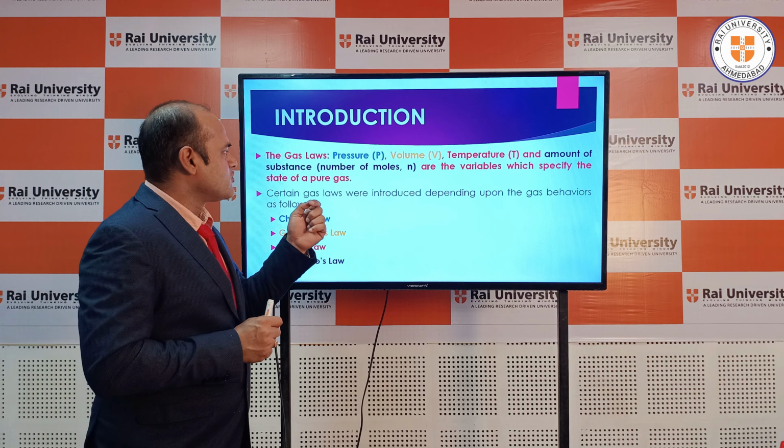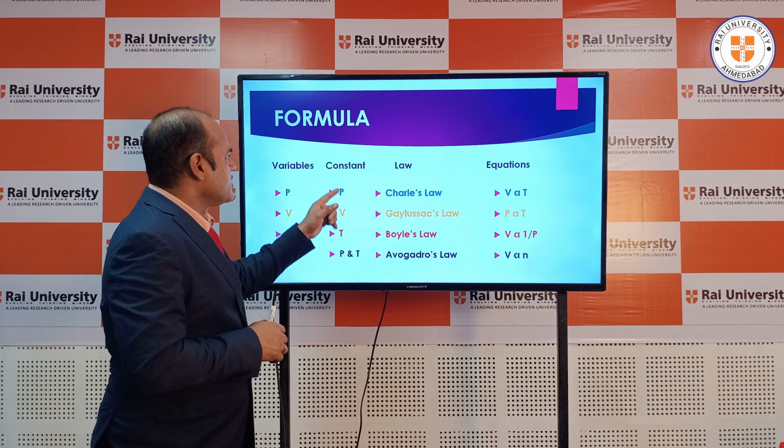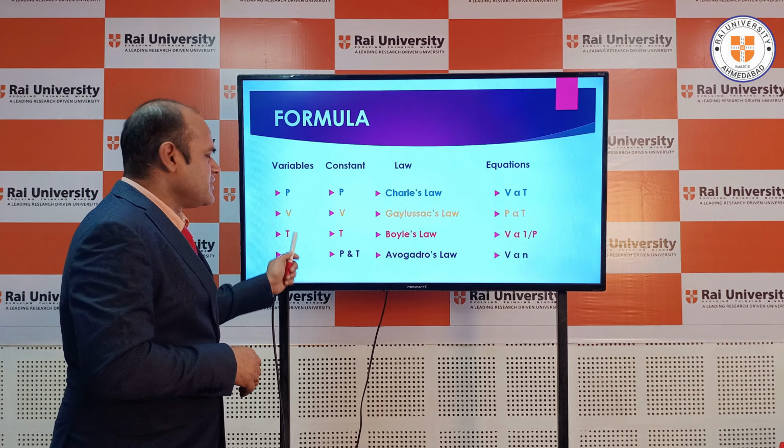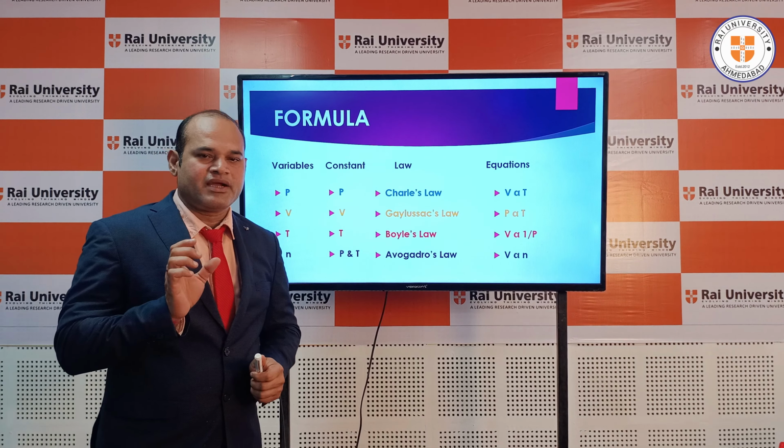Certain gas laws were introduced depending upon gas behaviors, such as Charles law, Gay-Lussac law, Boyle's law and Avogadro's law. We will discuss them one by one in the next slides. I have developed one formula to recognize all these gas laws, that is PVT. PVT means private limited. We have to remember only PVT.